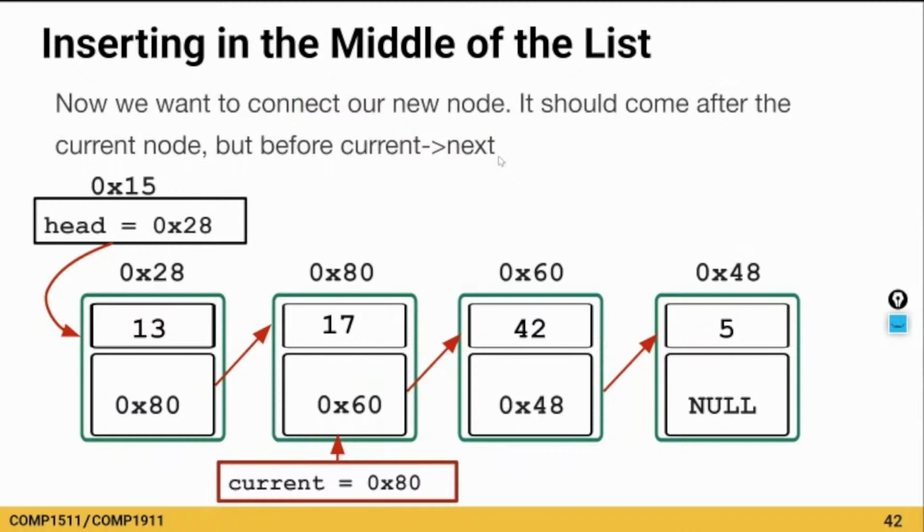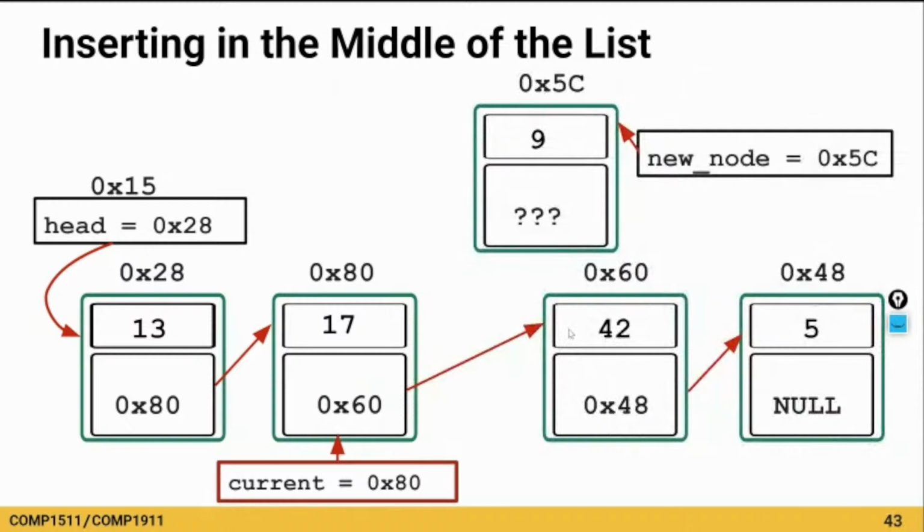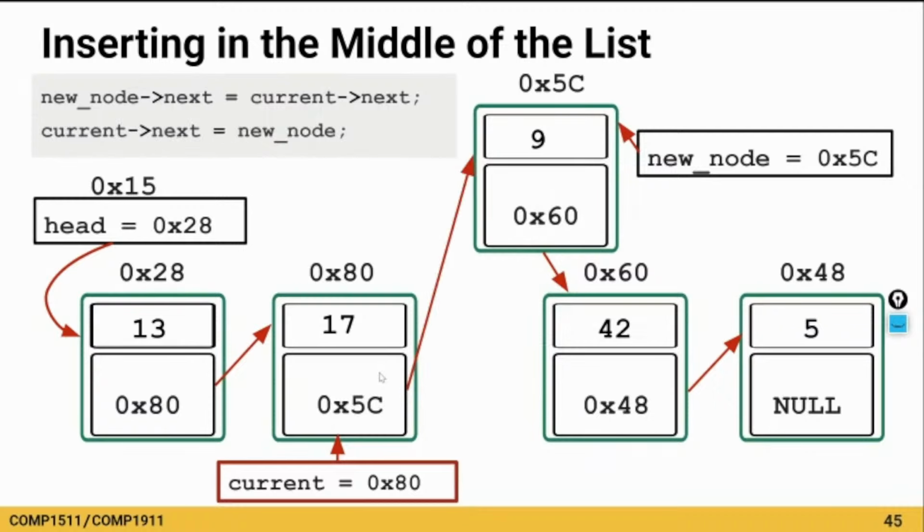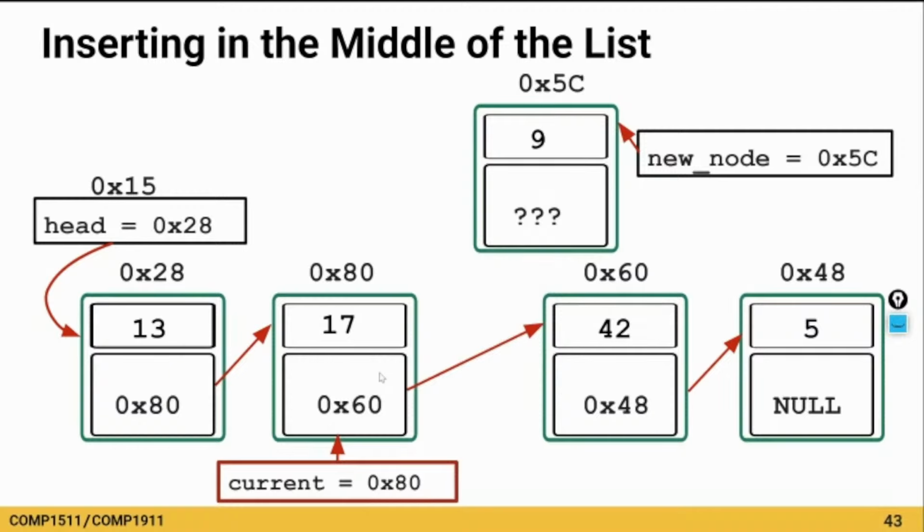Now we want to connect our new node. It should come after the current node, but before current next. So when we make our new node, we would do it something like this. Now we want to connect this first. We want to connect the new node to current next. We want to put this link in first. Then we want to change this other link. We say current next equals new node. Now if we did it the other way, if I changed this link first and said, okay, current next equals new node.